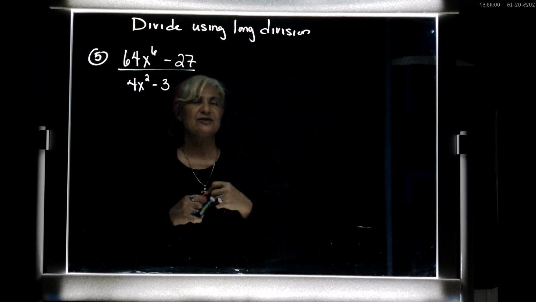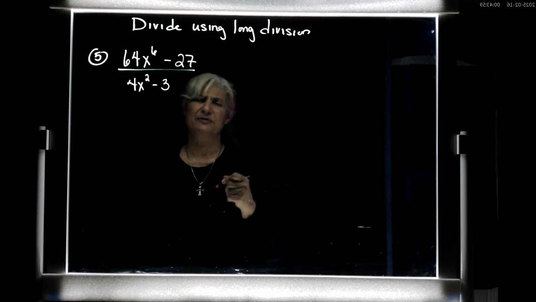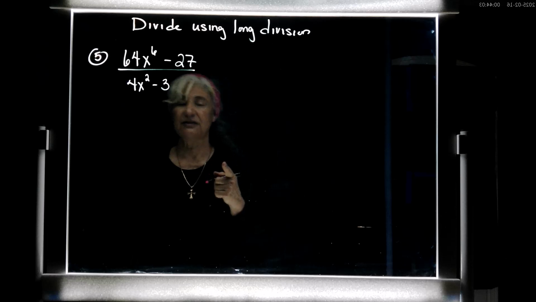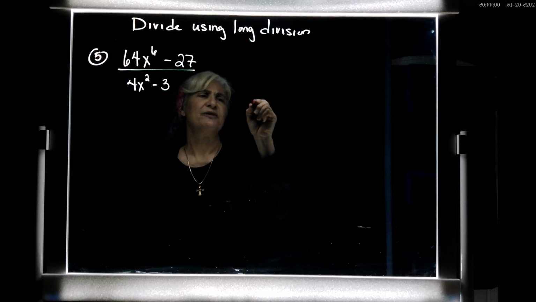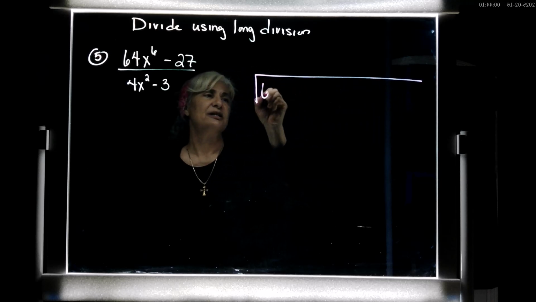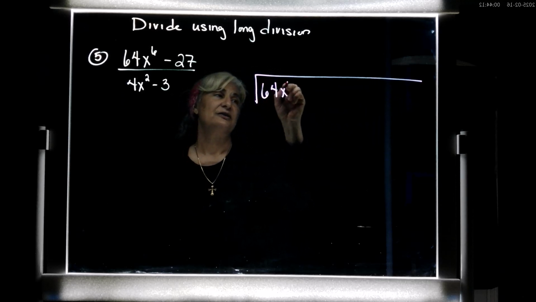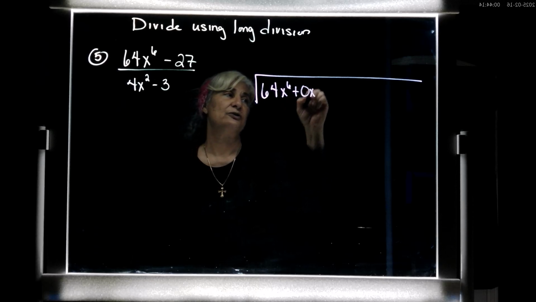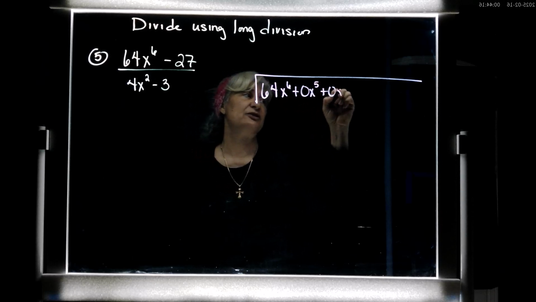Okay, there's a 6th degree polynomial up top. I'm dividing by a 2nd degree. I'd better get a 4th degree as an answer, right? Okay. And in the numerator, I've got a lot of missing terms. Well, I don't know what I'm going to need. I don't know what I'm not going to need. So I am going to write down all my missing terms.